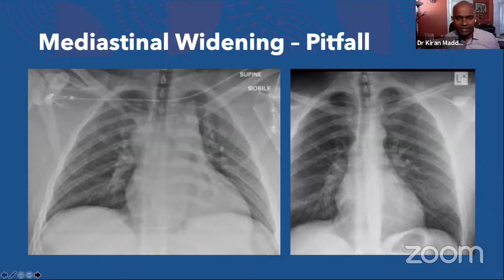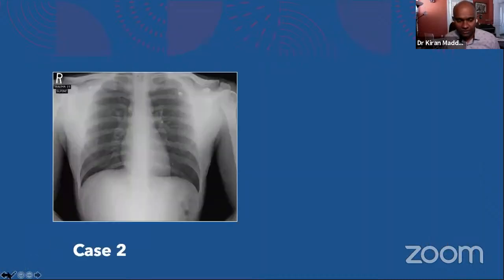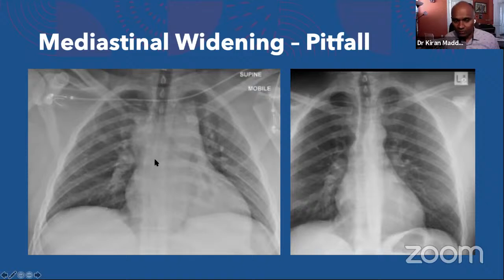So with mediastinal widening, there is one pitfall, which is why I said whenever you have a supine mobile radiograph taken, the patient appears to have a mediastinal widening, which is because of the patient positioning and the tube positioning. But when a radiograph was repeated in a standing position in a PA view, you can see everything absolutely unremarkable.